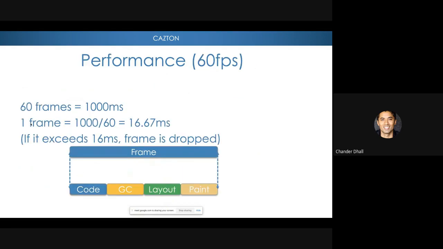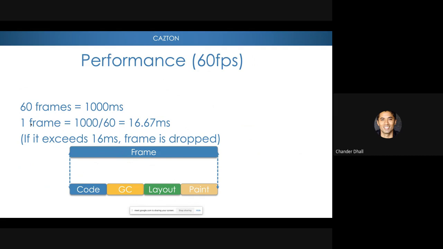Everyone's heard of frames per second. 60 frames in 1 second means we have 1,000 milliseconds to render a frame. That means we have about 16.67 milliseconds to render a frame. Not necessarily true, because the browser needs another 4 to 5 milliseconds. So we have about 10 or 11 milliseconds.